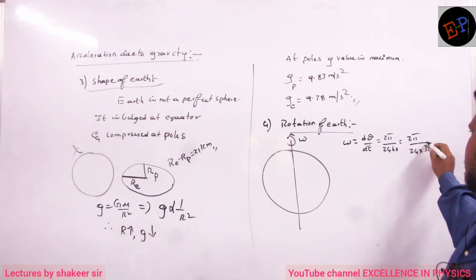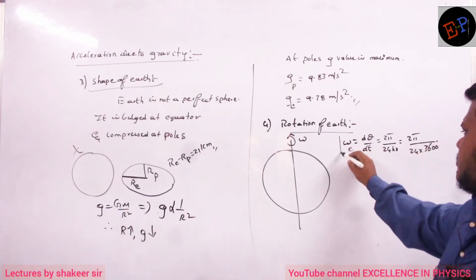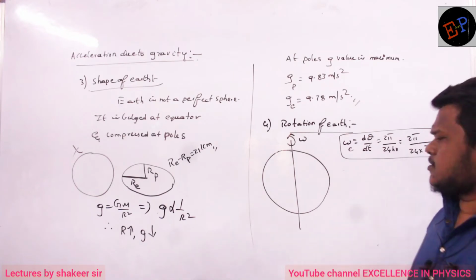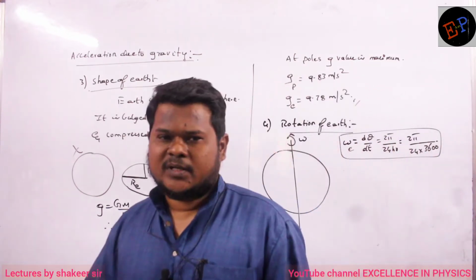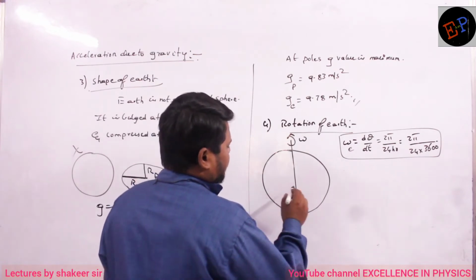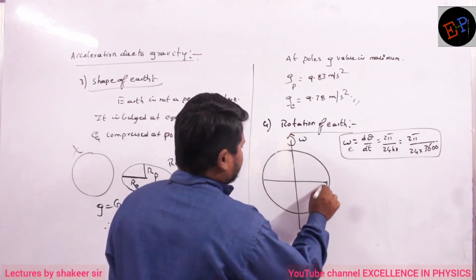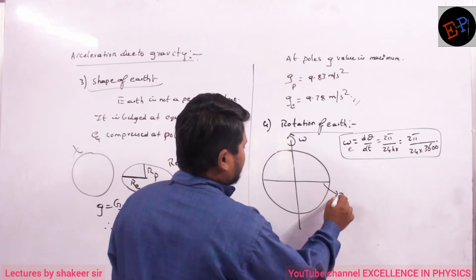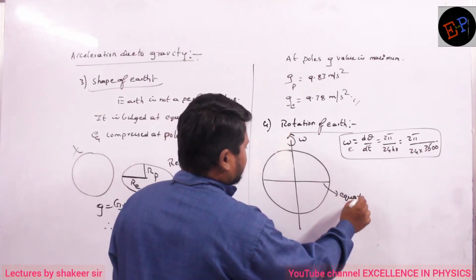3600 seconds. So this is the angular velocity of Earth. Earth is rotating with this much angular velocity. Are you able to understand? Now listen very carefully. So this is the equator of Earth. What is this line? This is the equator of Earth.